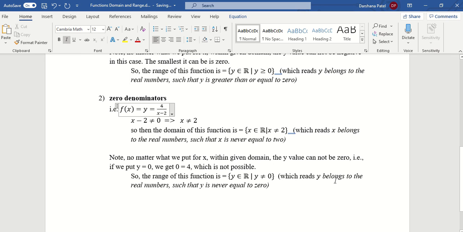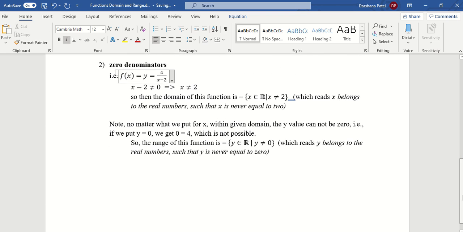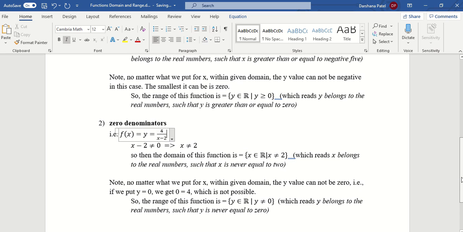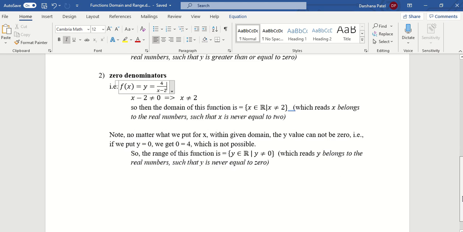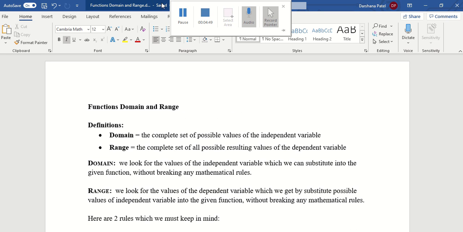Okay. So these are the two special rules, one with the square root, one with 0 in the denominator. So when we think about domain and range, we have to think about what are the restrictions on the independent variable and what are the restrictions on the dependent variable. Restrictions on the independent variable will be domain. Restrictions on the dependent variable will be range. Okay. That is domain and range.